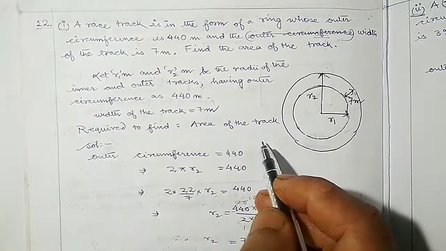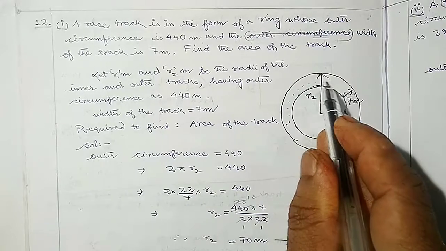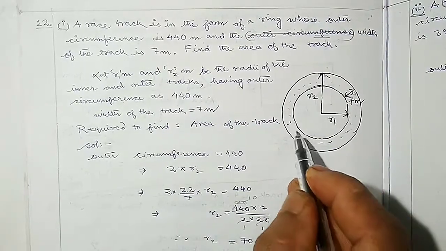Now what we have to find? We have to find the area of this track. So that means only this part's area is to be calculated. Clear?